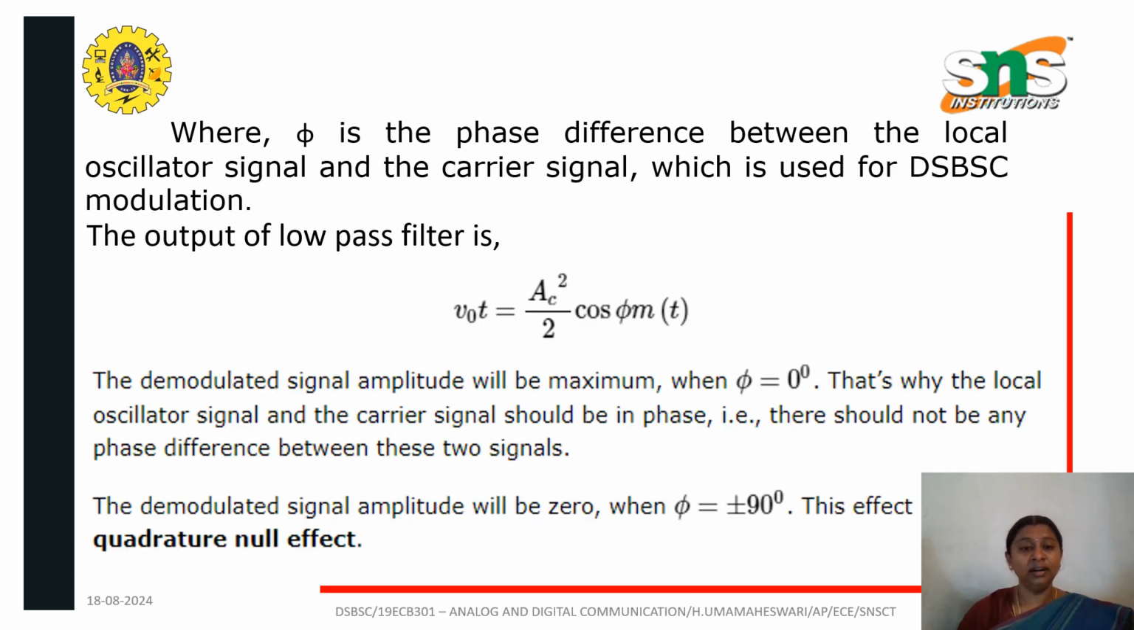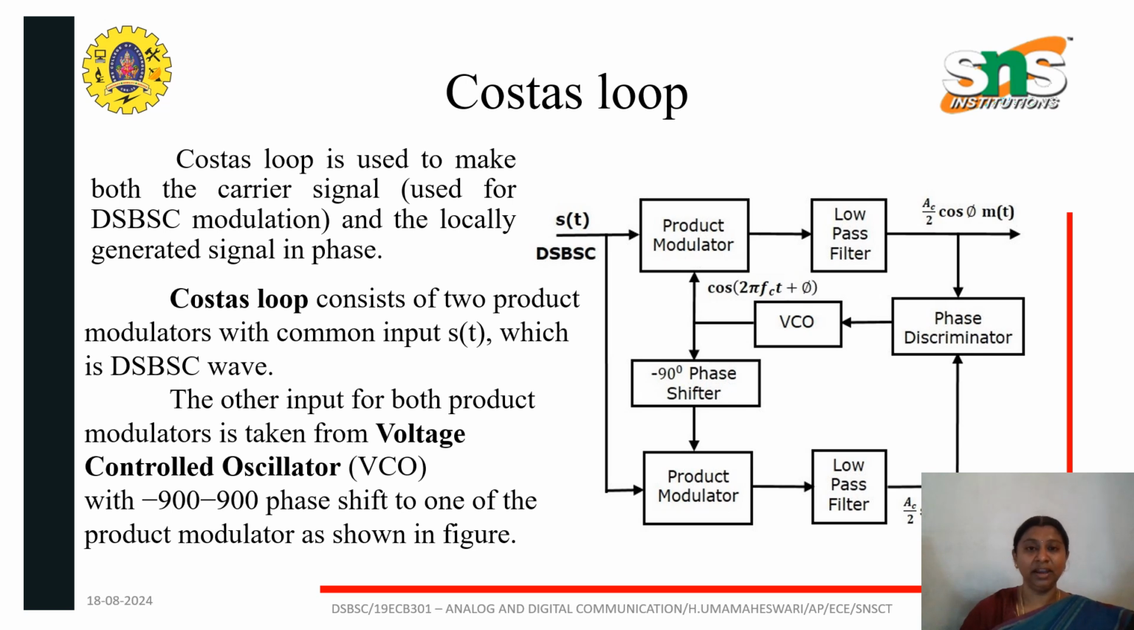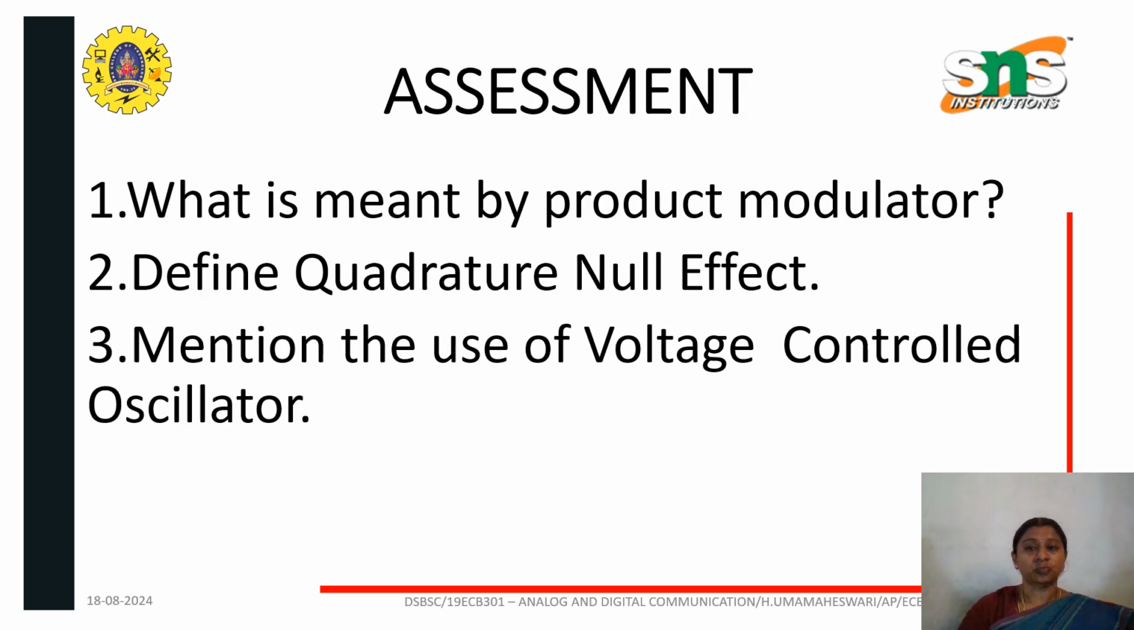The demodulated signal amplitude will be zero when phi is equal to plus or minus 90 degrees. This effect is called the quadrature null effect. The next one is the Costas loop. It consists of two product modulators with a common input, and the other input for both the product modulators is the voltage controlled oscillator. And finally we'll be having the assessment part.